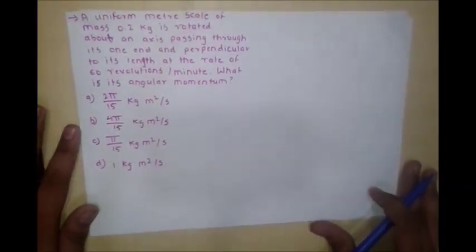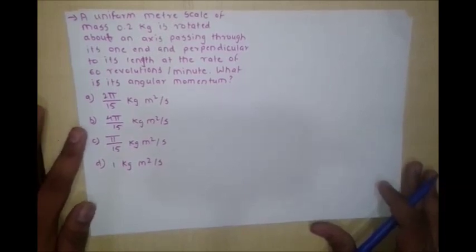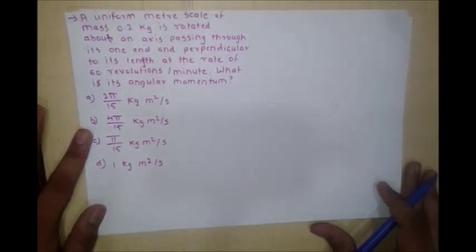A uniform meter scale of mass 0.2 kg is rotated upon an axis passing through its one end and perpendicular to its length at the rate of 60 revolutions per minute. What is its angular momentum?